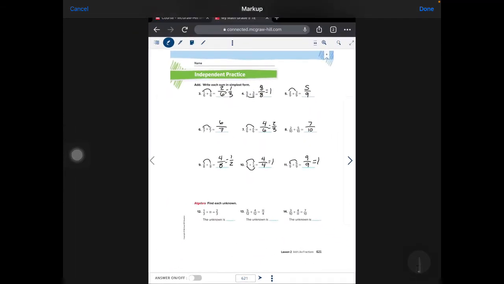All right. If you're to this point, go ahead and double check all your answers and make sure you've simplified what needs to be simplified.